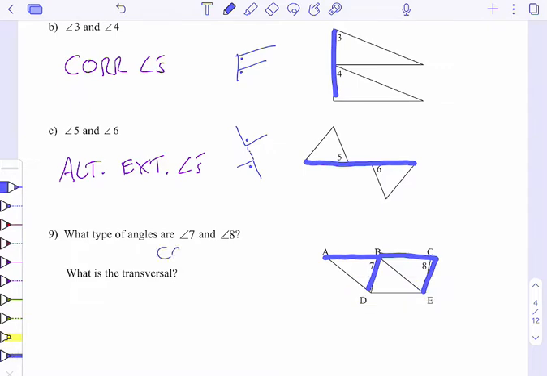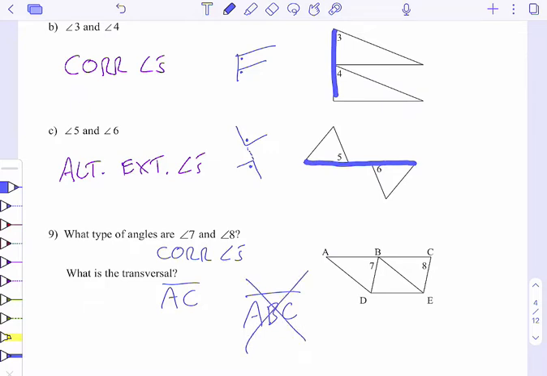You should have written corresponding angles. And the transversal is the one that hits both. You should have written AC. CA is the same thing. Most people would write AC. If you're doing this, A, B, C, you need to stop that. That should have been something in chapter 1 that you stopped doing. You write the endpoints. A, C.